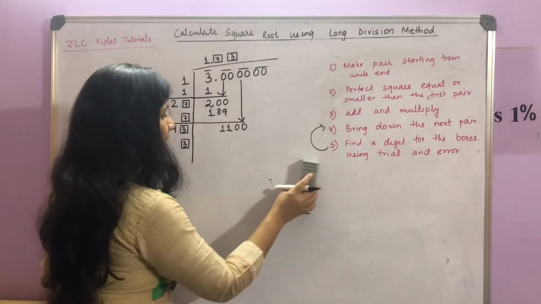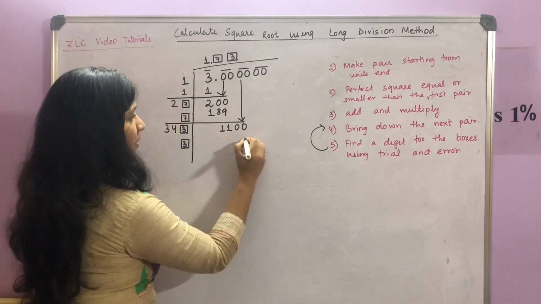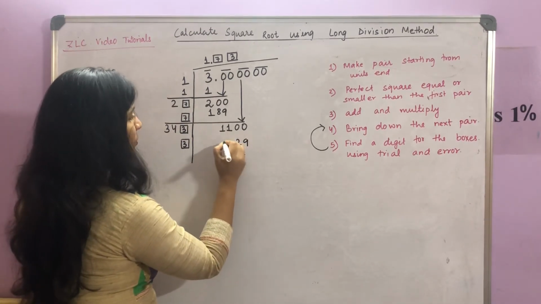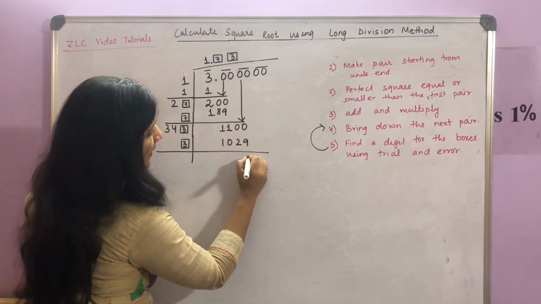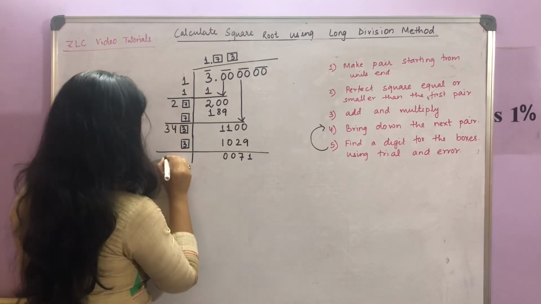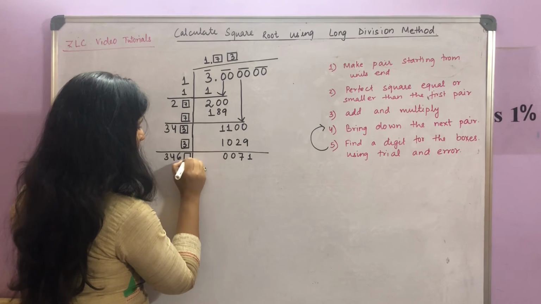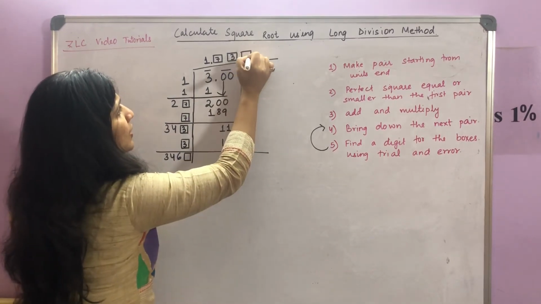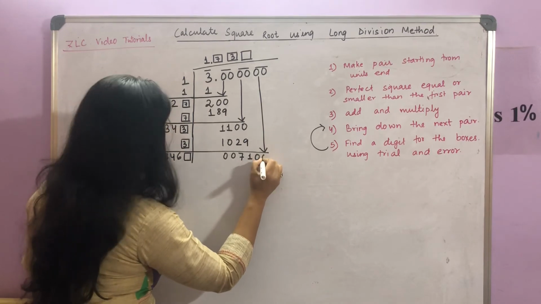So I'm going to erase this, add and subtract. This was 9, 2, 1, 0, 2, 9. I'm going to add and subtract. So I get 1, 7, 0, 0. This is 3, 4, 6. Then again I put the boxes. And I bring down the next pair, which is again 0, 0.